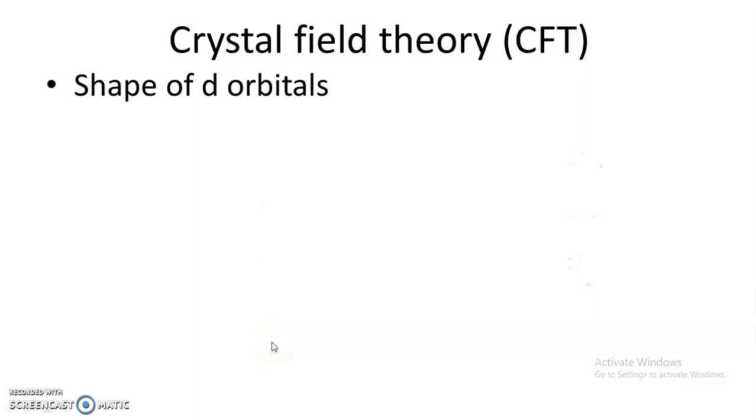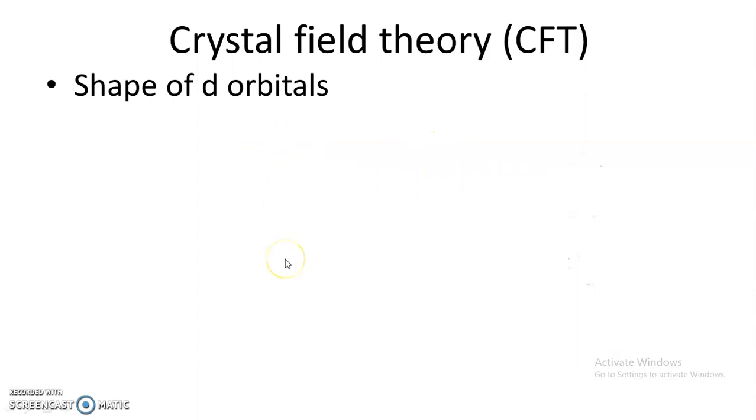In the last video we started the first unit, that is theories of metal-ligand bond, and at the end of the video we discussed the limitations of valence bond theory. Now in this video I am going to start the crystal field theory to explain the nature of bond between metal and ligand in coordination complex.